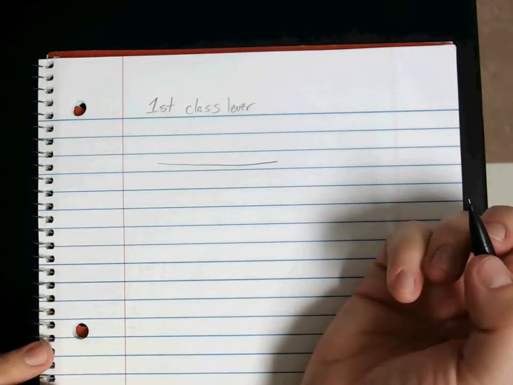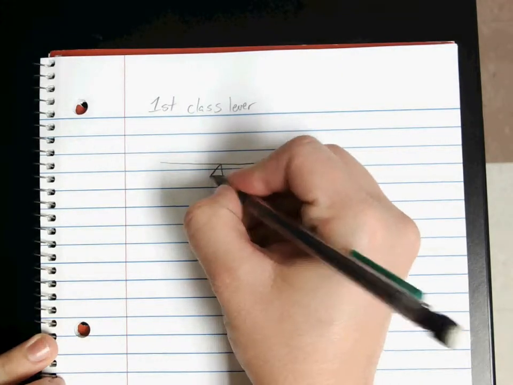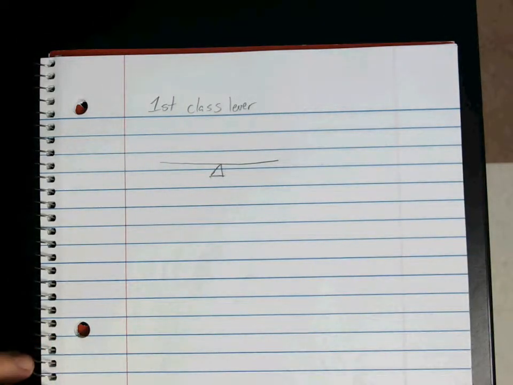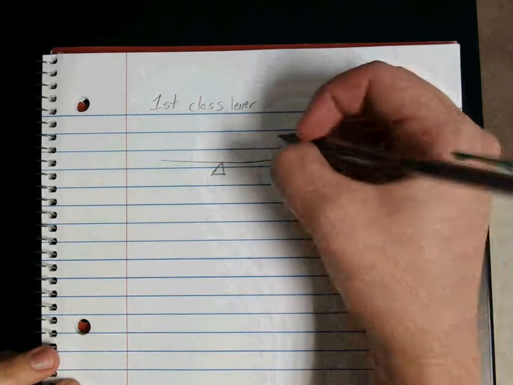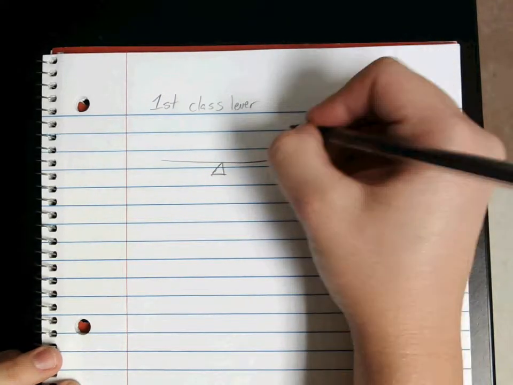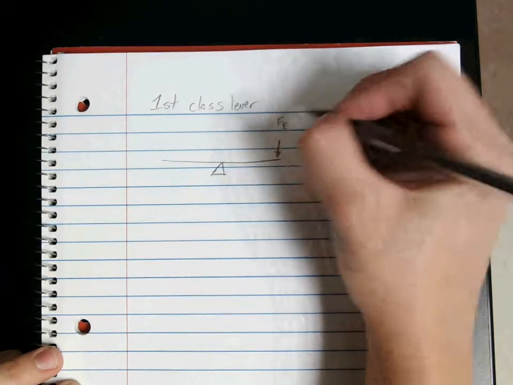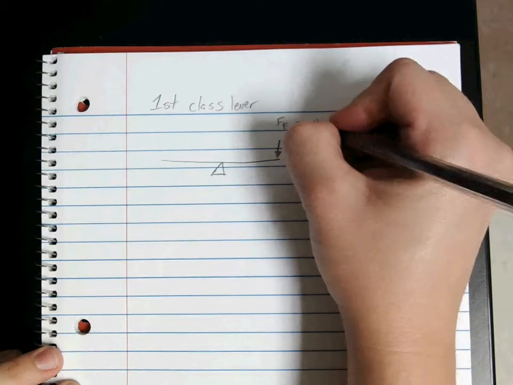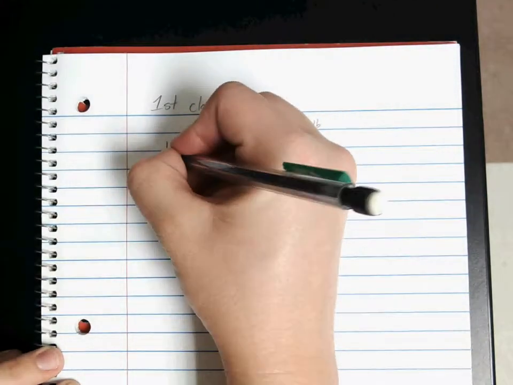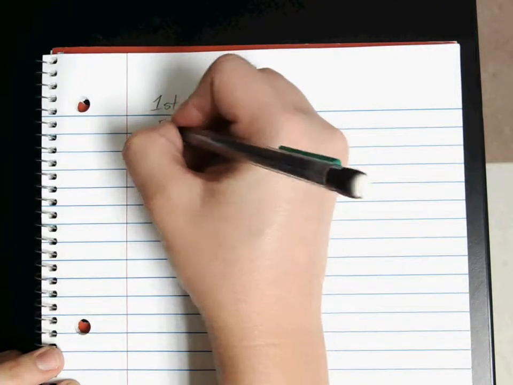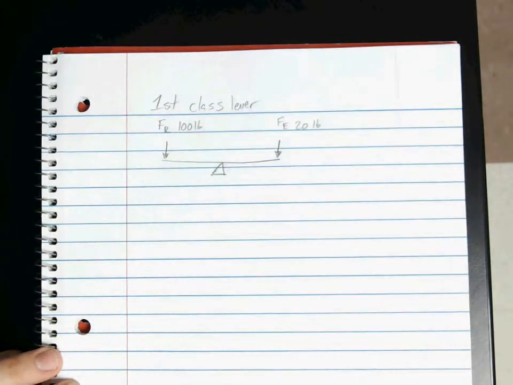It says it's in static equilibrium. Alright, we're going to have our fulcrum in the middle since it is our first class. Remember, our fulcrum is the pivot point, wherever it pivots. And it's going to have, let's say, an effort force of 20 pounds. Okay, and then we're going to have a resistance force of 100 pounds. Okay, can we see that?